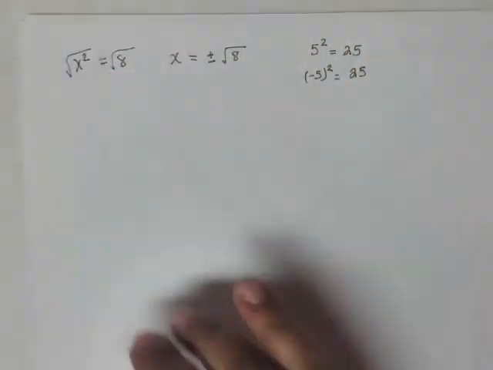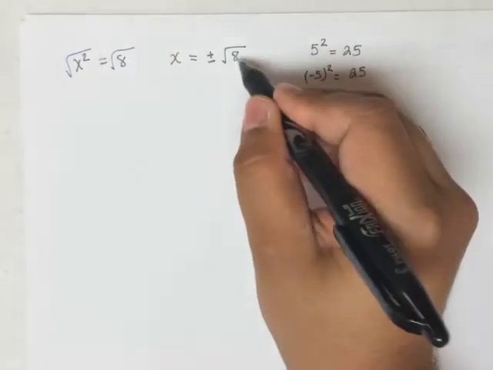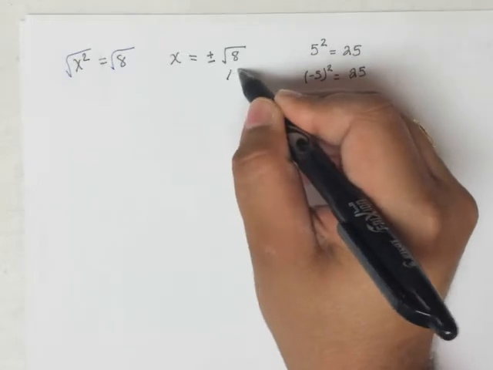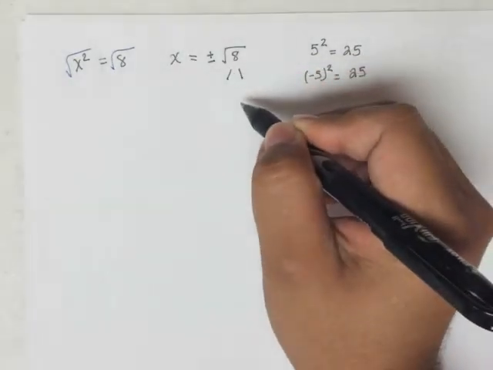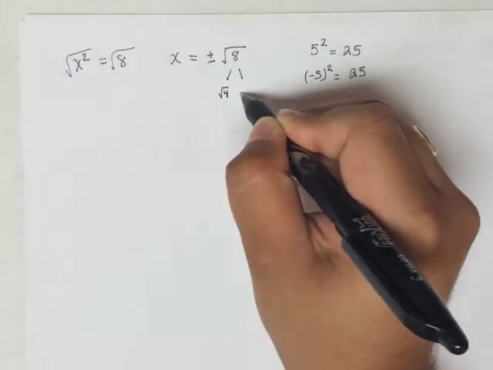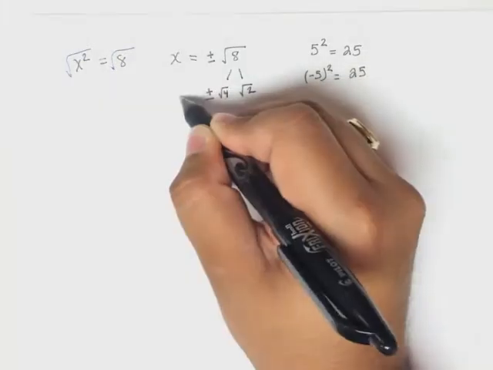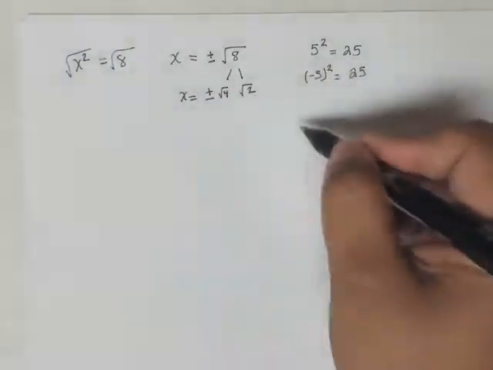We could say this is the answer right here, but what we're going to do is actually break this down a little bit further. So we know that in 8 lies a perfect square, 4. So I can break this down as the square root of 4 times the square root of 2. And don't forget that plus and minus. So this is what x equals.